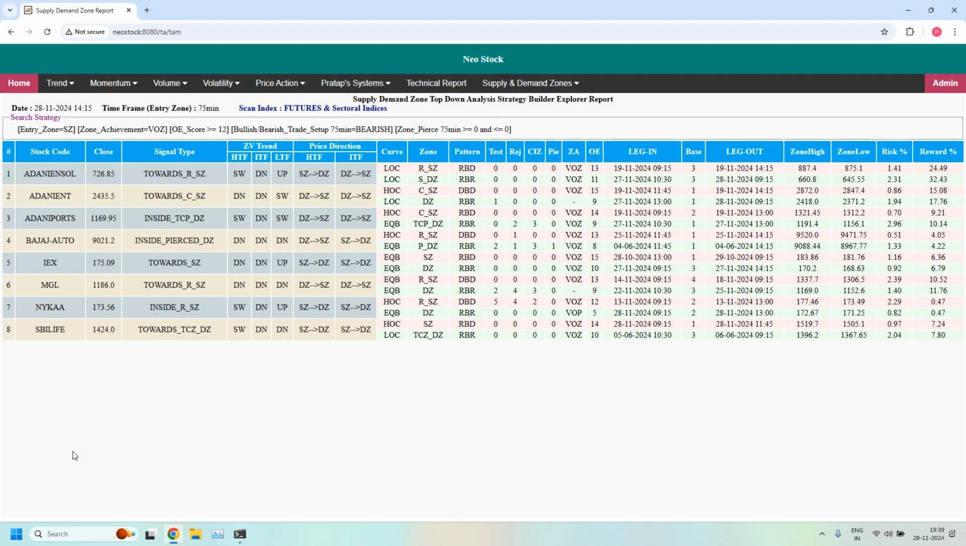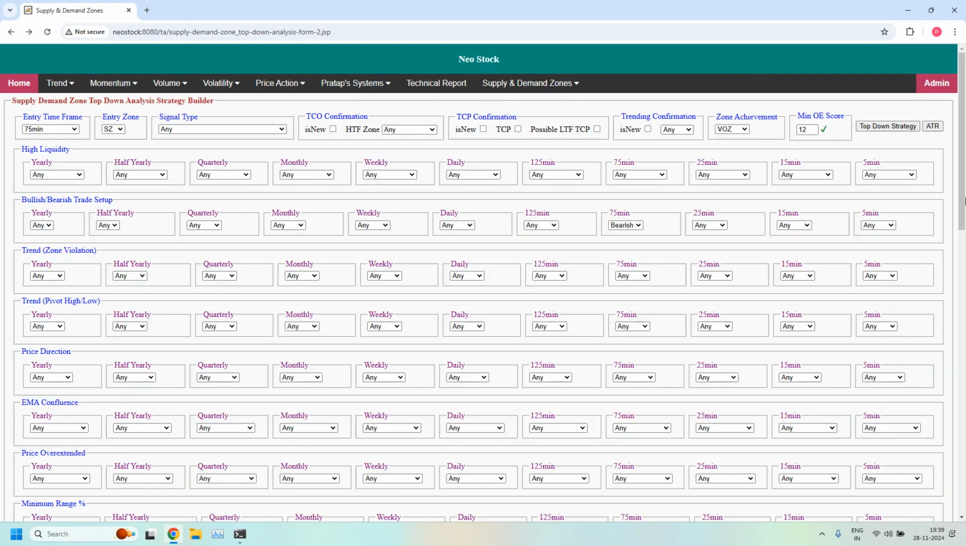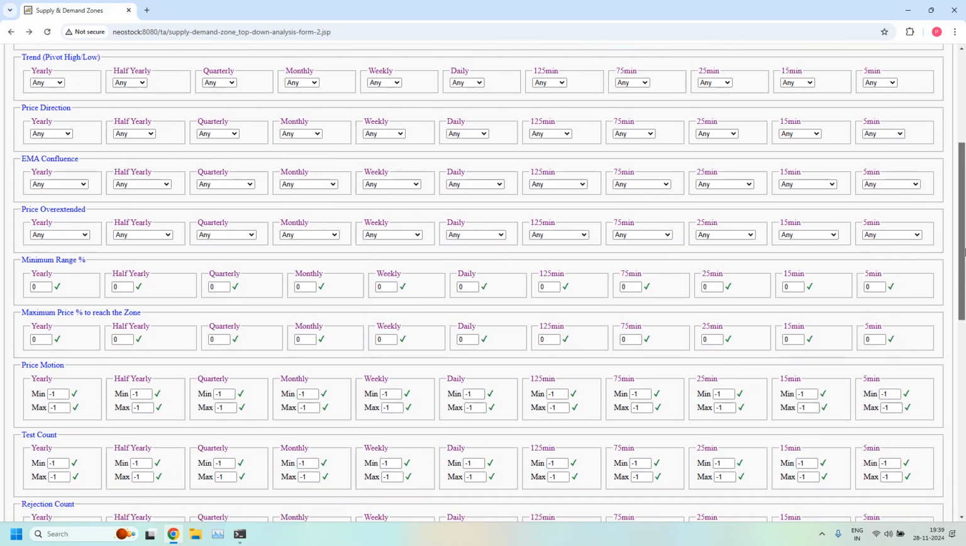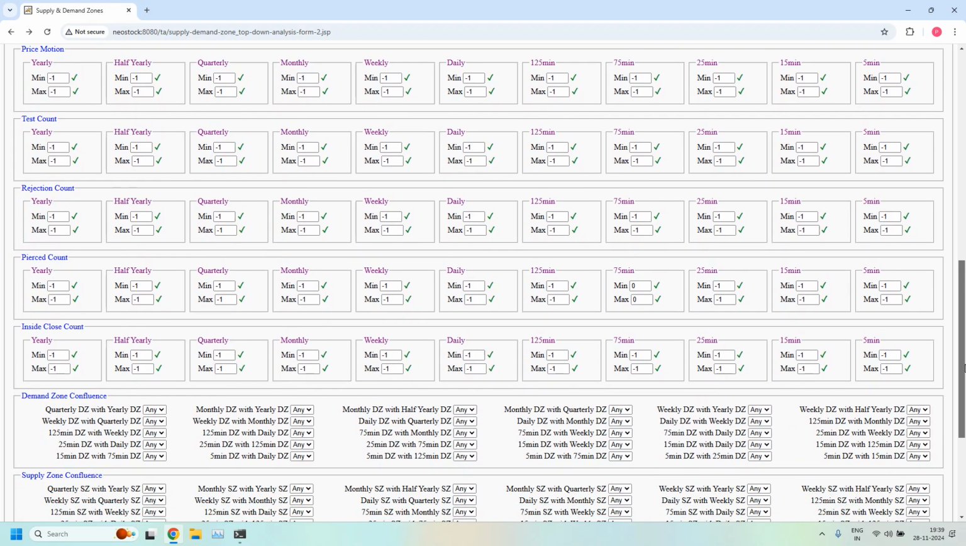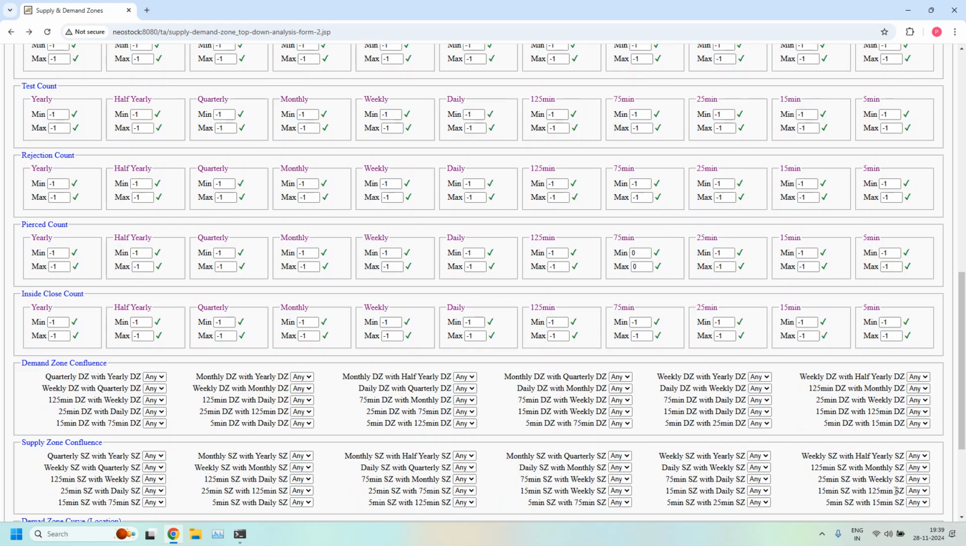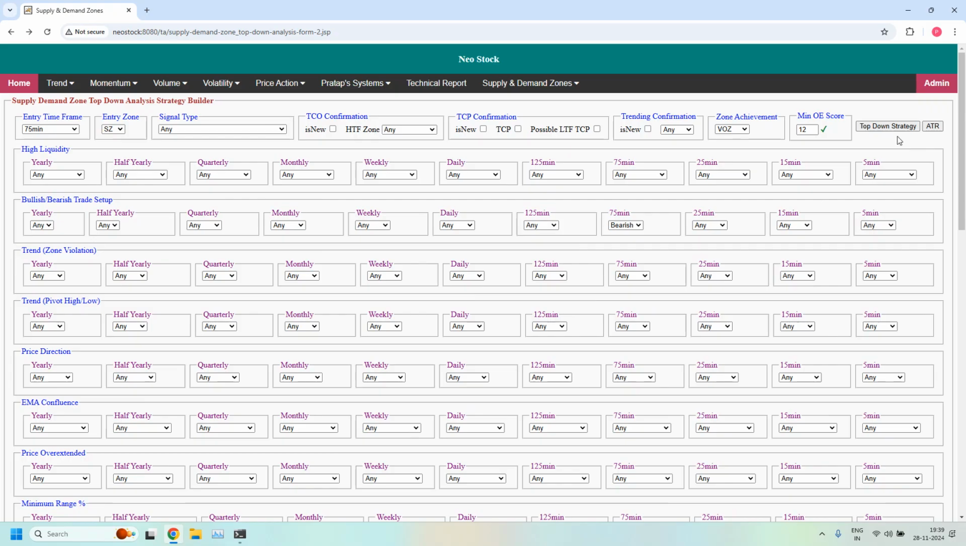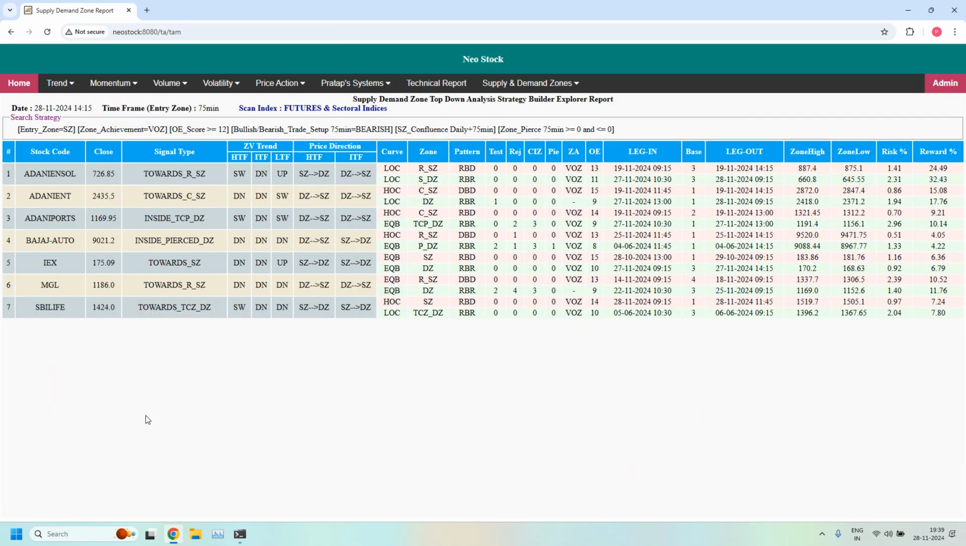Let's find them based on LTF and ITF supply zone confluence. That is nothing but 75 minutes and daily supply zone confluence. So I'm enabling the filter: 75 minute supply zone with the daily supply zone confluence. With this filter, we got 7 stocks. In all these 7 stocks, the supply zones are having daily EMA confluence. They are part of the daily zone and daily EMA confluence that daily zone is having.